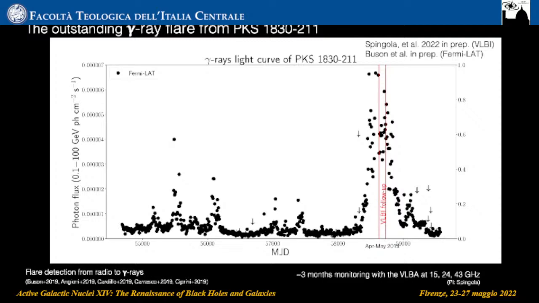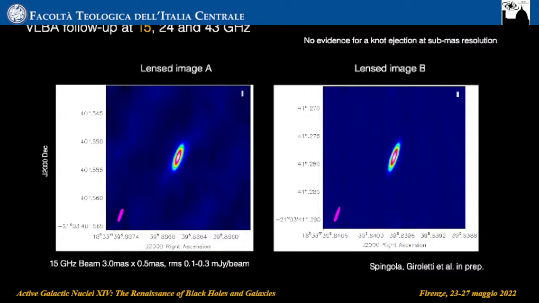So PKS 1830 gave us another opportunity to try this method because in April 2019 it showed its brightest gamma-ray flare, that you see on the right. Actually, that was the brightest event detected by the Fermi-LAT in the last years. During this event, we followed this up with the VLBA right on top of the brightest part of the flare. We followed this up for about 3 months at 3 different frequencies, with the aim of finding any morphological variation, but most importantly determining the radio gravitational time delays from spatially resolved light curves.